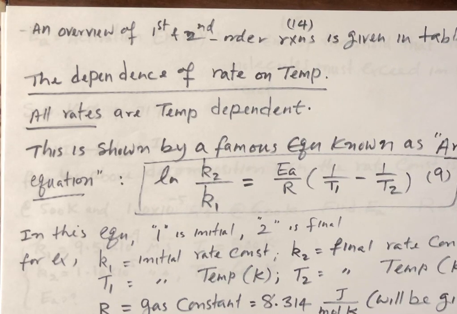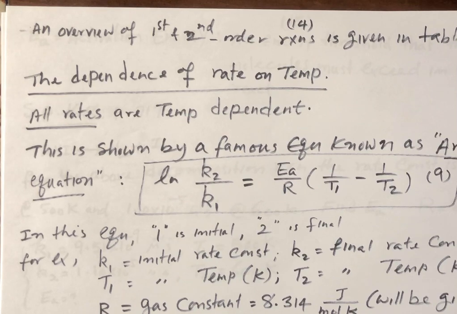Now, first of all, rates of chemical reactions are known to be temperature dependent. That means if you increase or decrease the temperature, the rate, the speed at which the reaction takes place, changes. So the rates are temperature dependent. This dependence of rate on temperature is shown by a famous equation known as the Arrhenius equation, and that's equation 9 in that box. Again, memorize this equation. It's a very important equation.